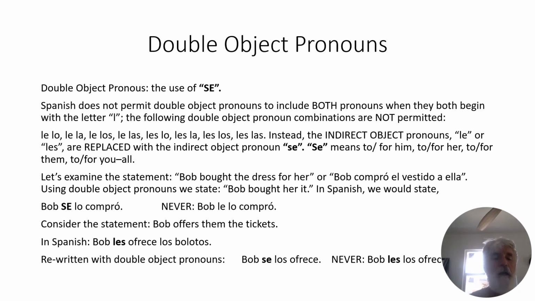Here's another example. Bob les ofrece los boletos. So we're saying Bob offers them the tickets. If we wanted to get rid of los boletos now and have a double object pronoun, we would say Bob offers them them. So it'd be Bob se los ofrece, not Bob le los ofrece.